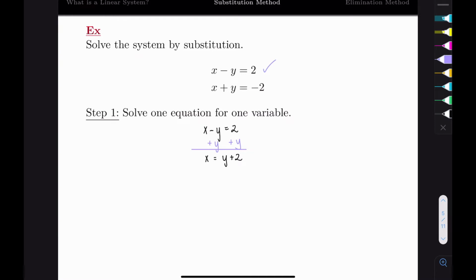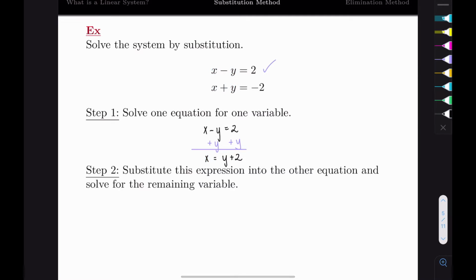Now that I have that, I'm looking for an x and y that satisfy both of these. So this x from the first equation also has to be the x in that second equation. So our second step is we're going to substitute this expression into the other equation, and then we're going to solve for our remaining variable.